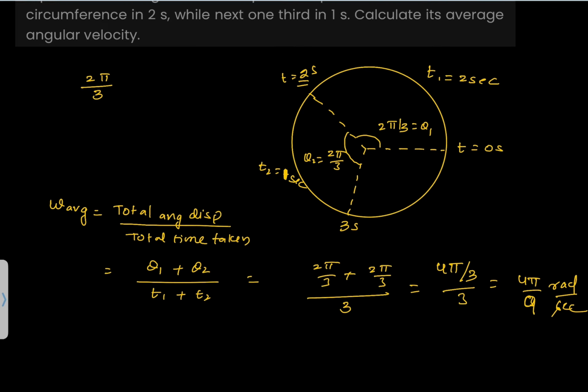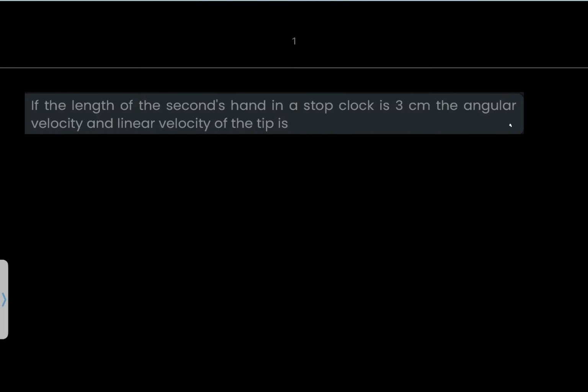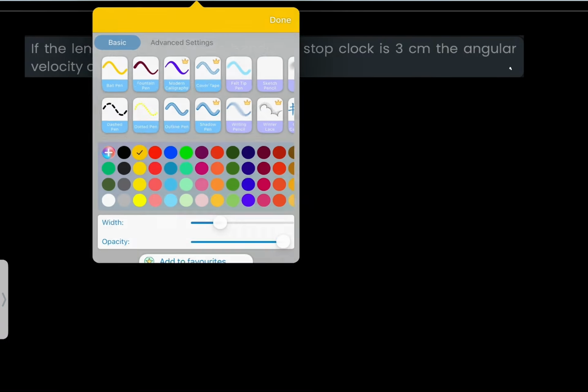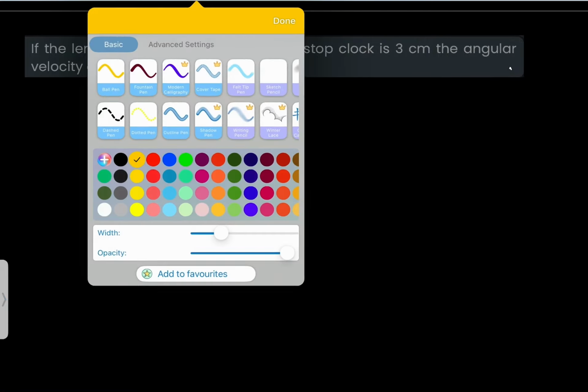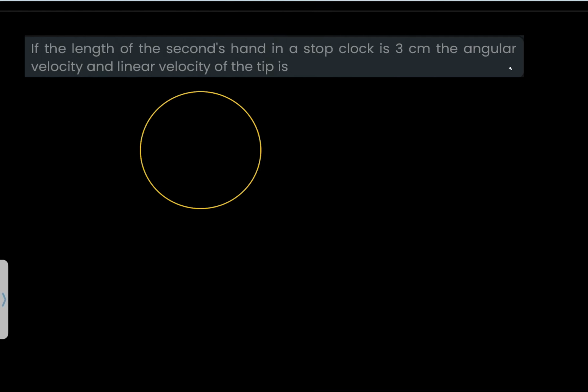Let's move to the second question. Now please observe this question. The length of a second's hand in a stopwatch is 3 centimeters. Find the angular velocity and linear velocity of the tip. Very simple question. So actually he is indirectly providing the radius value, which is 3 centimeters. Second's hand, by the way. He is asking us to calculate the linear velocity v and the angular velocity omega.